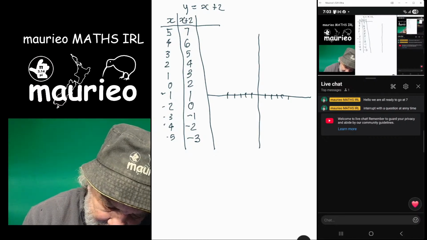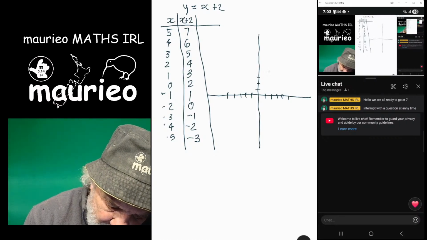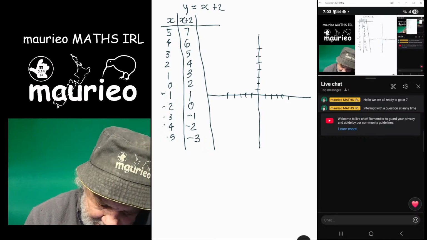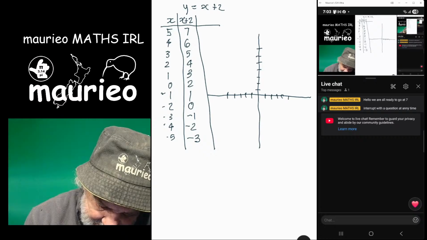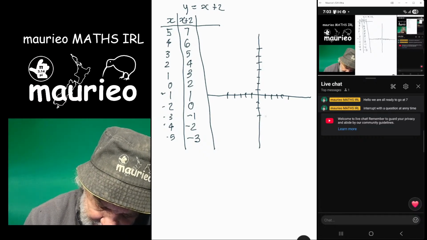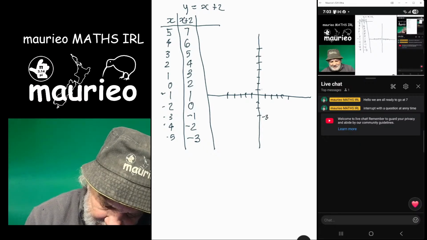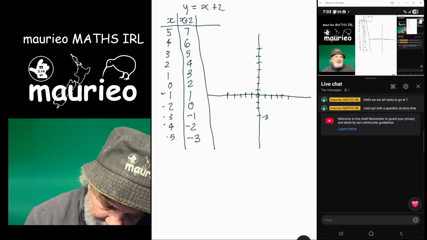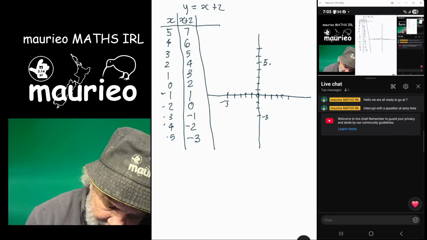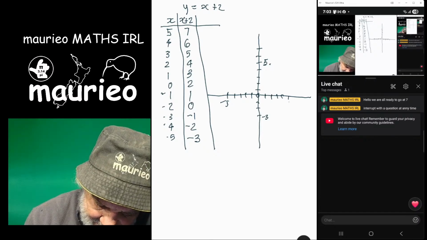And then here we go 1, 2, 3, 4, 5, 6, and I'll go up to 7. And then here negative 1, negative 2, negative 3. So that's negative 3. You can see that's x values there. That's 5 there. We'll make that negative 5, and we'll make this 5.